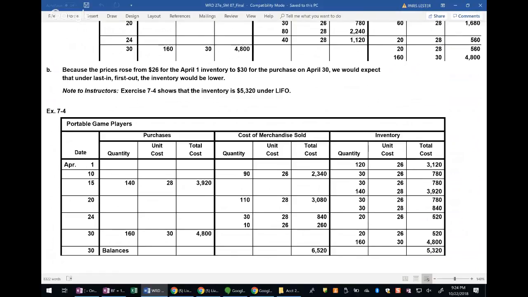All right, so a perpetual, you do need this sheet. And if I give you a perpetual on the test, I'll provide the sheet. Okay? All right.